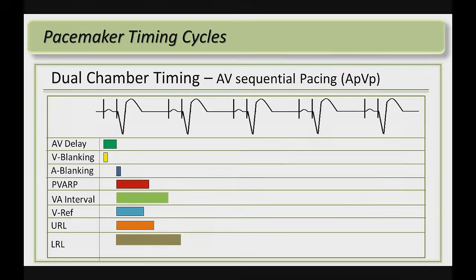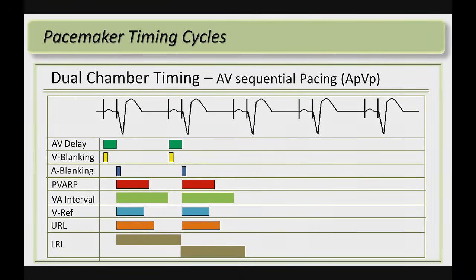Our VA interval times out again, telling us that we need to pace in the atrium. With the atrial pace, we start our atrial-based timers, the AV delay and the ventricular blanking. The AV delay times out again, telling us we need to pace in the ventricle, which starts all of our ventricular-based timers: our A blanking, PVARP, VA interval, ventricular refractory, upper rate limit, and lower rate limit.